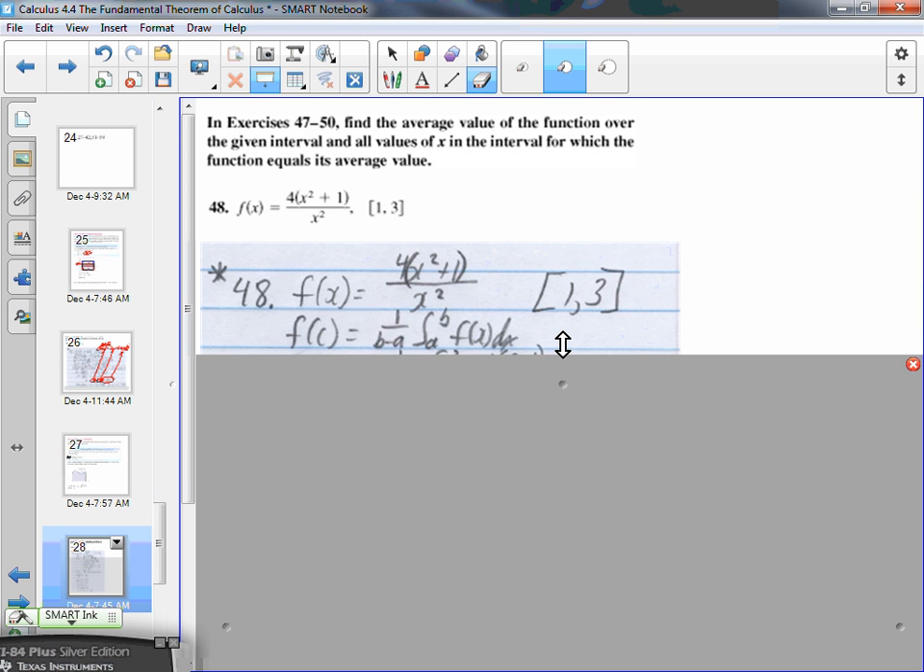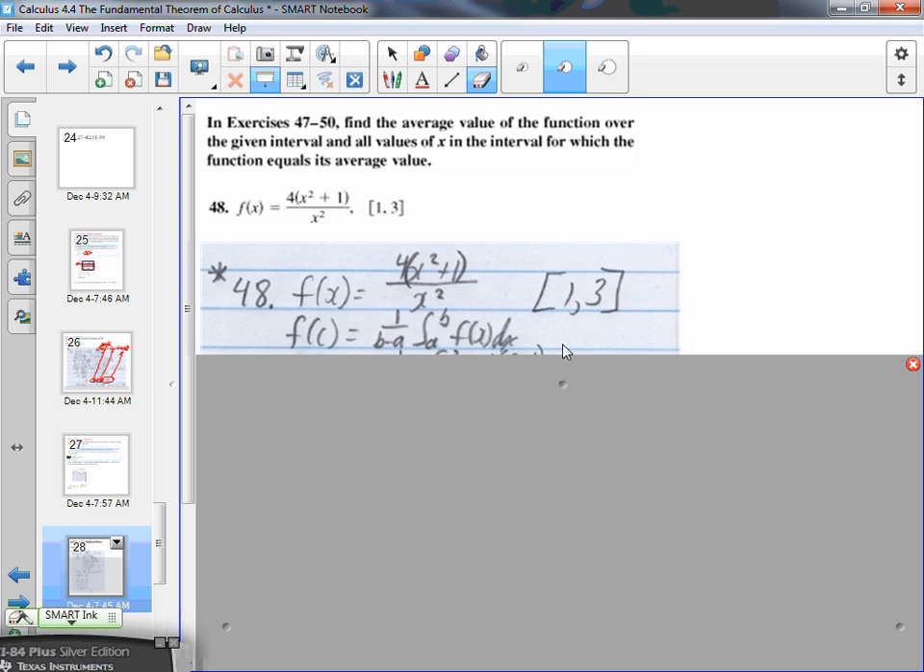I don't know why they don't write it that way, unless they just don't want you to get caught up thinking that the only way to write it is f of c. I mean, instead of writing f of c, I could have just written, you know, average value equals. Okay? All right, so that's our definition of the average value, no matter what we call it.